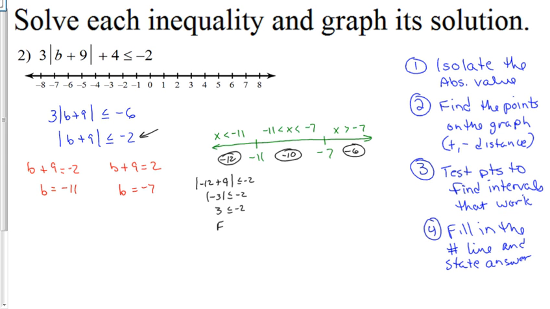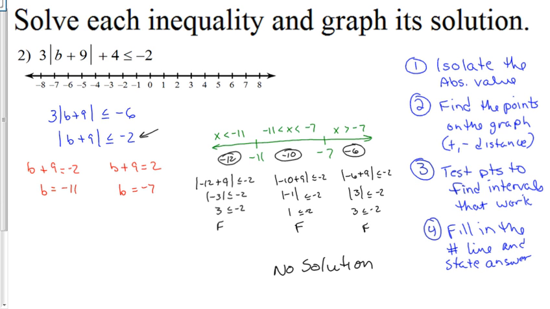If I plug negative 10 in where b is, negative 10 plus 9, that ends up being negative 1. The absolute value of that is 1, and that is never less than or equal to negative 2. So that's false. And then negative 6, that's 3. The absolute value of 3 is 3, and that's never less than or equal to negative 2. So none of them work. Therefore, there is no solution.